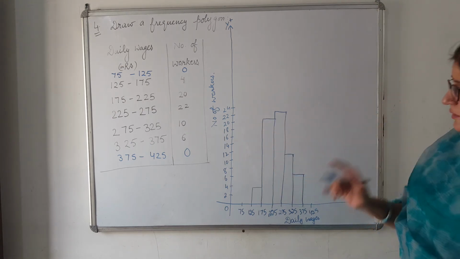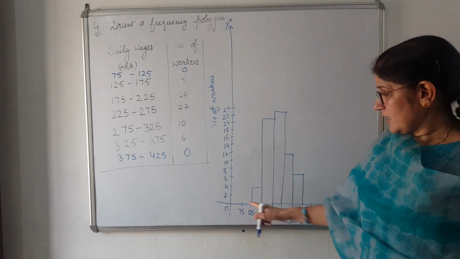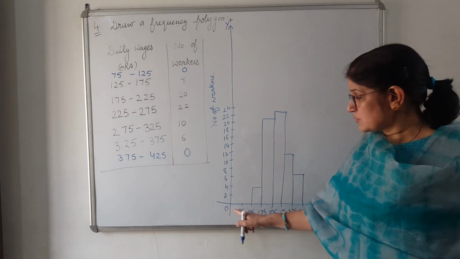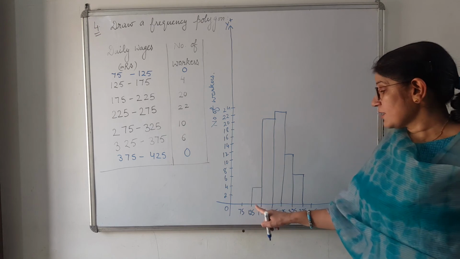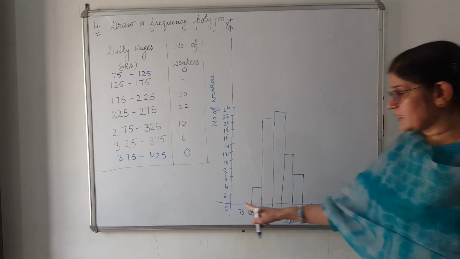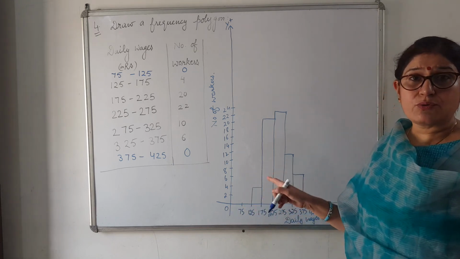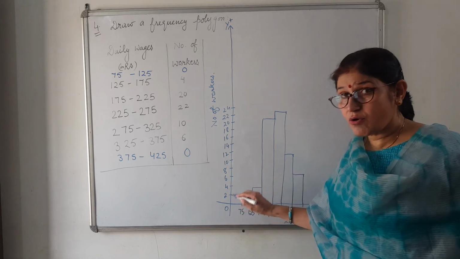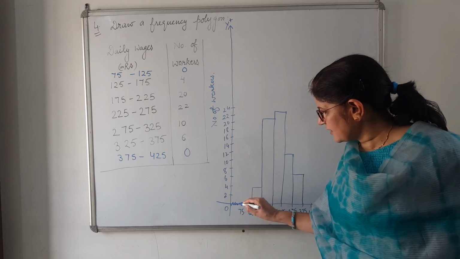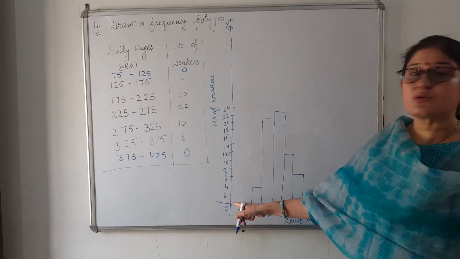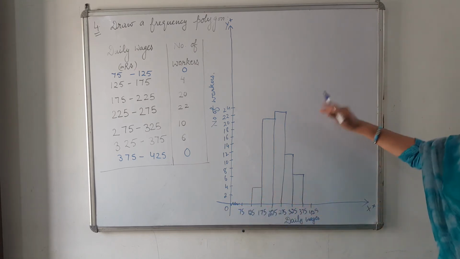Have you noticed one thing? Our histogram is not starting with 0. And even if you see the difference, 0 to 75, then 75 to 125, it is 50. Again 50, 50, 50, 50. But here it is 75. Like this, when we are not starting with 0, then we take a kink or zigzag curve, which shows that we are not starting our histogram or polygon with 0. Understood? Now, this is the histogram.